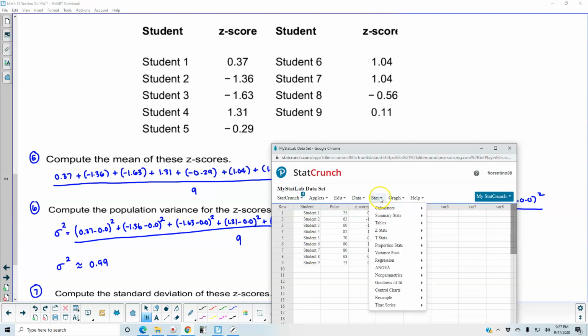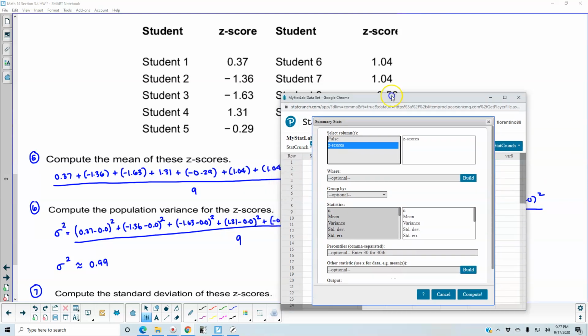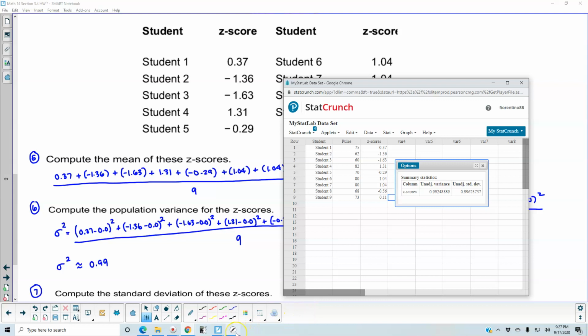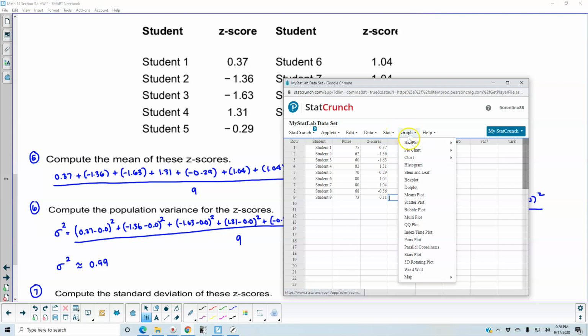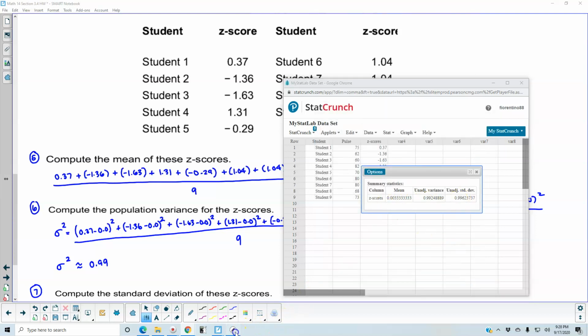Then we can go back and find the summary stats like we did before, and select the columns. Now we're going to select the z-scores because that's the column we just created. We're going to pick our mean, and then scroll down to the unadjusted variance and unadjusted standard deviation. I don't think we selected mean, so let me go back. So summary stats, columns, z-scores, mean, and then the unadjusted variance and unadjusted standard deviation. So we should get 3 of them.